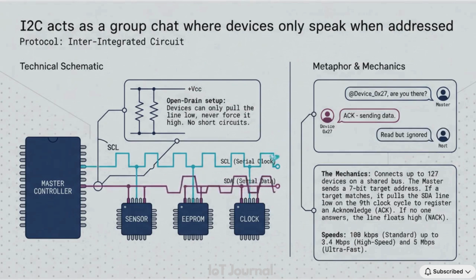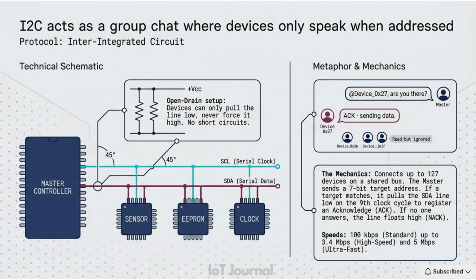What if you need to connect 10 different sensors to a single microcontroller using only 2 wires? Enter I2C. I2C operates like a group chat. A master controller shares the SDA, data, and SCL, clock, lines with multiple peripherals. The master broadcasts a unique 7-bit device address, and only the target device pulls the line low on the 9th clock cycle to send an acknowledge, ACK. Its open-drain setup with pull-up resistors prevents short circuits, making it the king of crowded circuit boards.